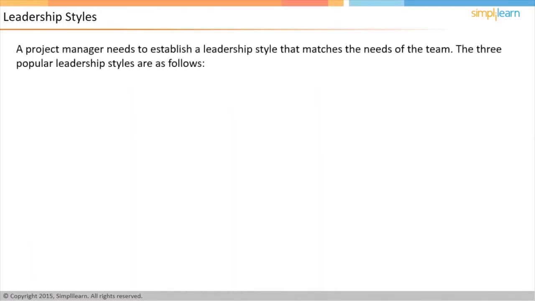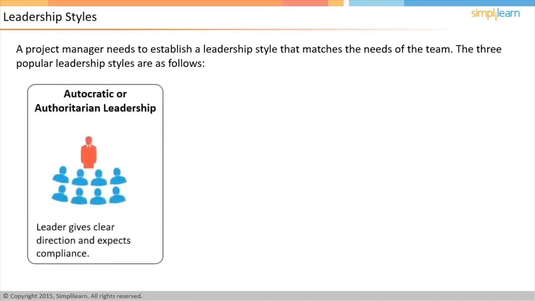Regardless of the project manager having formal reporting authority over the team, they are naturally looked upon as the leaders for their projects. Project managers need to be familiar with the leadership styles and be able to tailor their style according to the needs of the project and that of the team. There are 3 leadership styles.